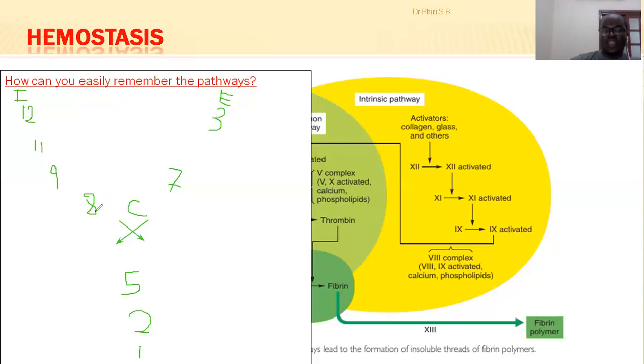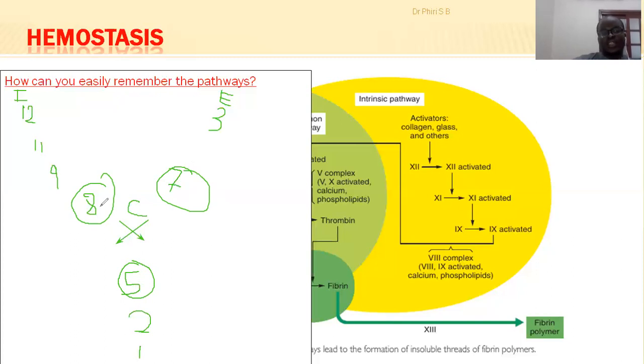So the activated factor 8 complex is the one now that is going to activate factor 10 into the active factor 10. The activated factor 10 will go and activate factor 5. So this is another complex. So here you have a complex, here you have a complex, and here you have a complex. This is where you also find the function of calcium and phospholipids in the complexes.